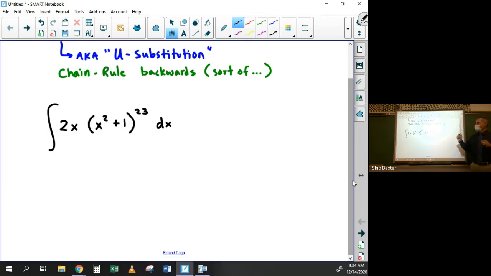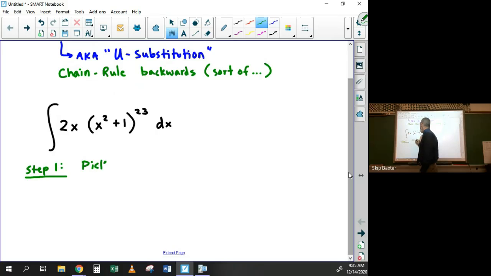But let's just go through the process, and then you'll see that there isn't any guessing involved or anything like that. It would be really hard, I think, if you had to guess on each case and try and check it. I think that would be a harder way to do it. So let's just go through it. So step 1 is to pick a u.